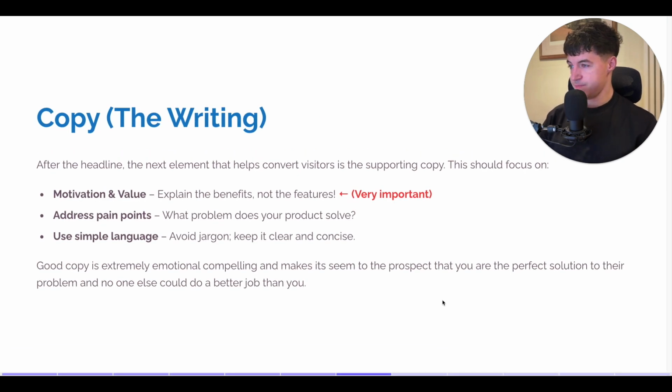So then we have the copy, so the writing basically. After the headline, the next element that helps convert visitors is the supporting copy. Now, I've mentioned that we don't need to use all of these things. Like I said, I'd recommend that you do use all of these things, because if some people come to a landing page and they're not interested in watching a video, but they're interested in reading your copy, then they can do that. Or if they don't want to read your copy and they want to watch a video, then they can do that, and they can just skip the bit that they're not interested in. However, if they really wanted to watch a video and read some copy, and they don't have the option to do that because you haven't included it, then that might hurt your conversion rate. Whereas people that maybe don't really care for the copy or don't care for the video could just skip.